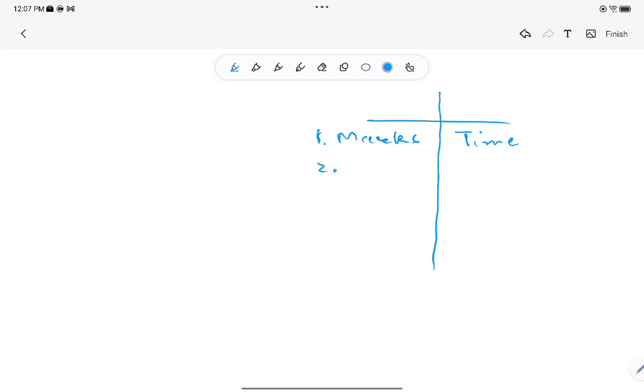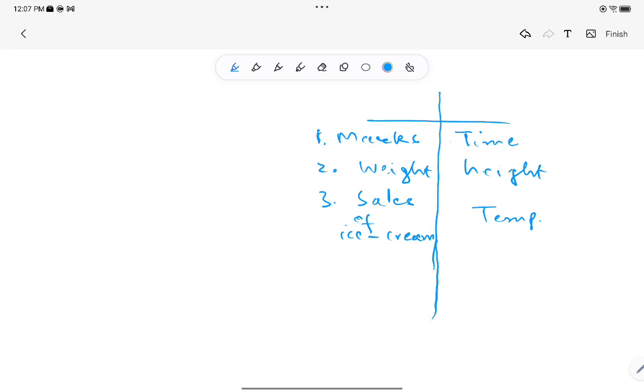Number two, similarly, we can say taller people tend to have more weight. That means weight and height. Then there are, for example, sales of ice cream. A shopkeeper sells ice cream. How many does he sell? That depends upon the temperature. If temperature rises, people register a higher sale of ice cream. So sales of ice cream depend upon temperature.